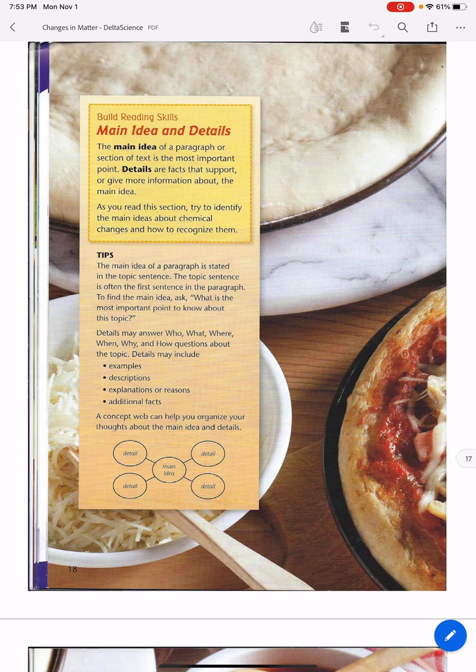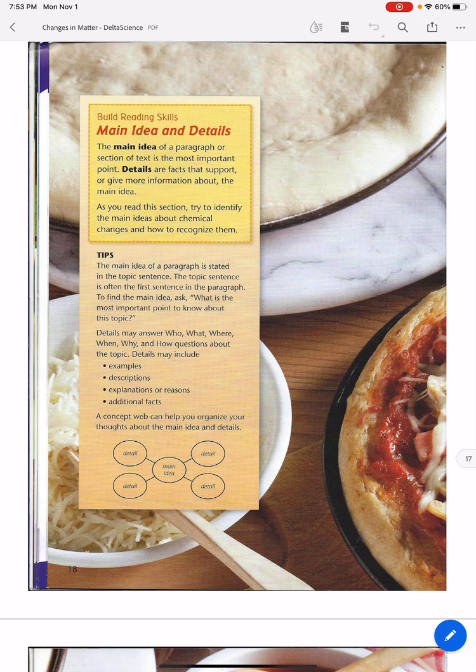Build reading skills: main idea and details. The main idea of a paragraph or section of text is the most important point. Details are facts that support or give more information about the main idea. As you read this section, try to identify the main ideas about chemical changes and how to recognize them.